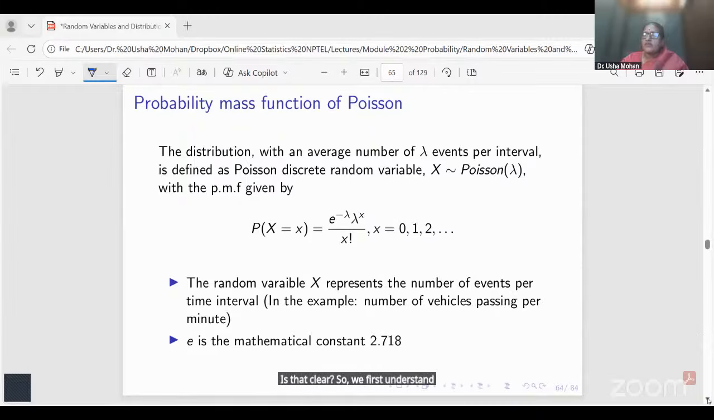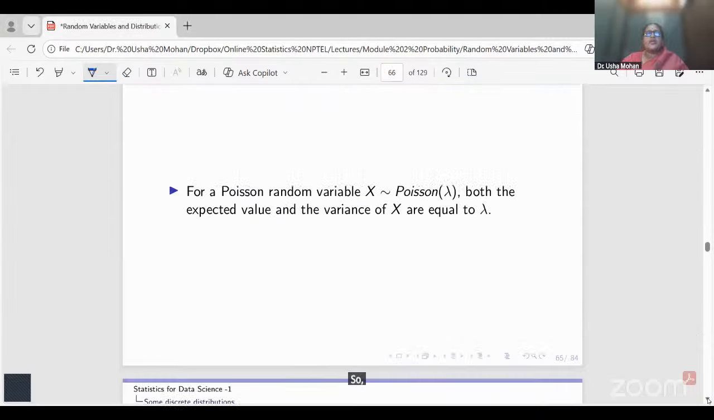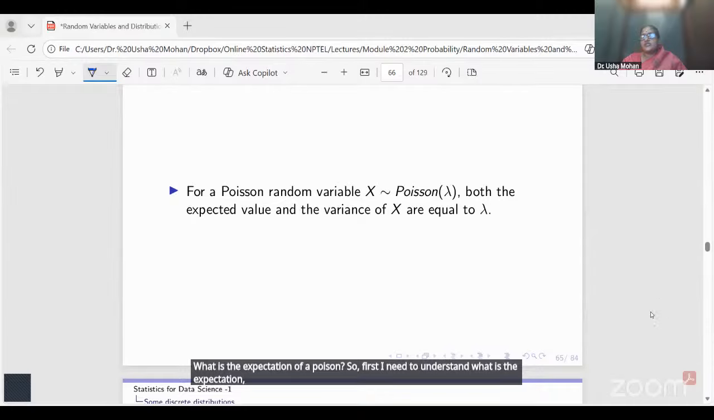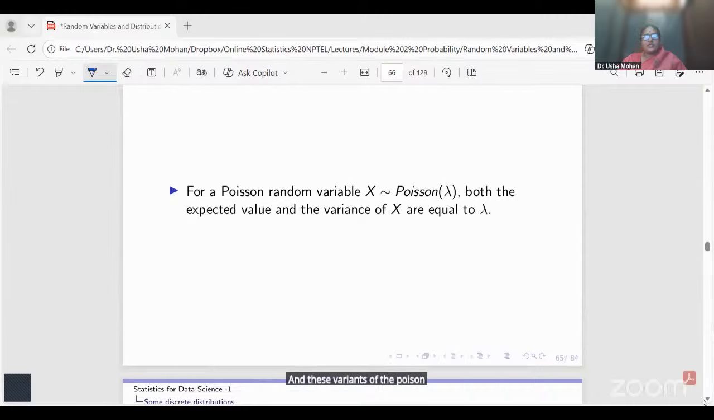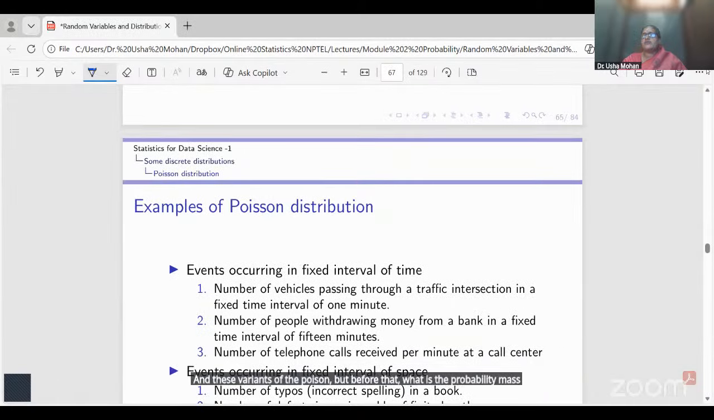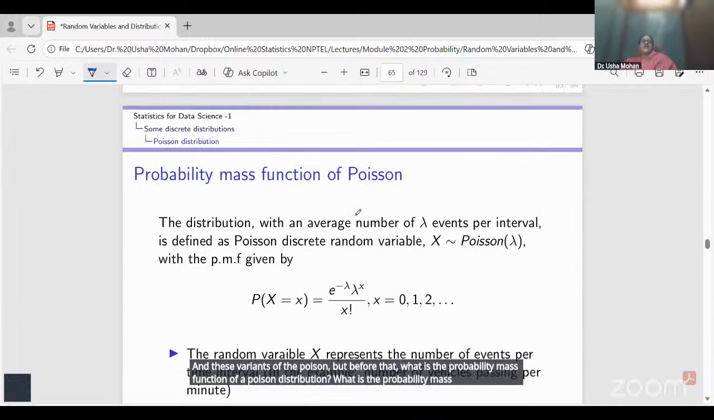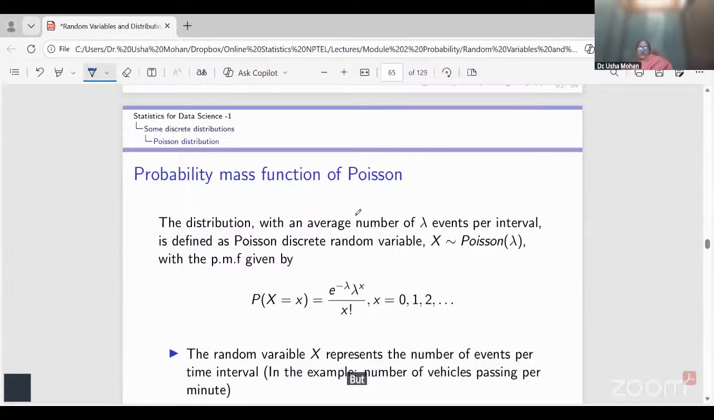So we first understand when can I model anything as a Poisson. And for a Poisson random variable, what is the expectation? First I need to understand the expectation and the variance of a Poisson. But before that, what is the probability mass function of a Poisson distribution? Probability X equal to x is e to the power of minus lambda, lambda to the power of x by x factorial. Is that clear?